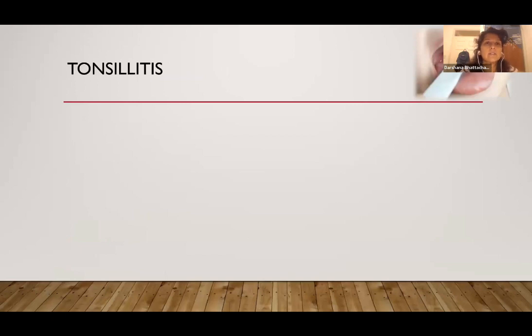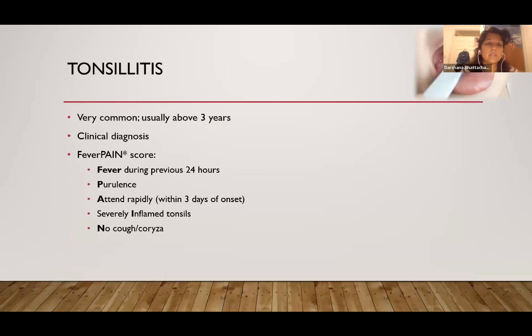Now, tonsillitis obviously can fall into the acute breathing problems category as well. I was umming and ahhing where to put this, but I've decided it follows more naturally here. So tonsillitis is very common, tends to occur from the age of 3 years and above, because that's when the tonsils are fully formed. It's usually a clinical diagnosis using the fever pain score, and the fever pain score essentially stratifies the likelihood of it being a streptococcal infection.